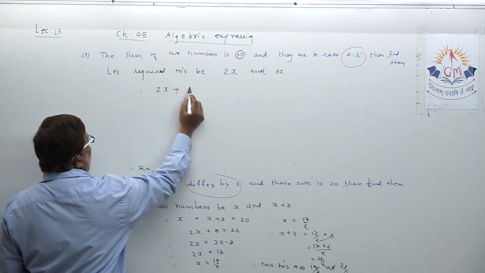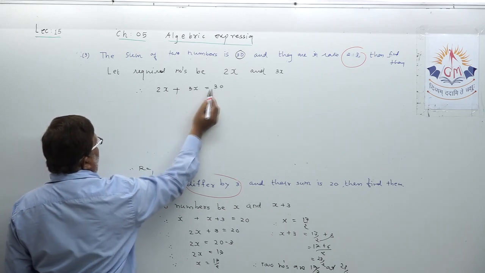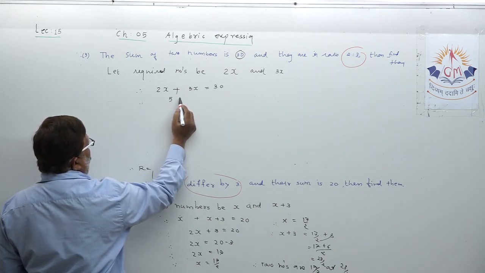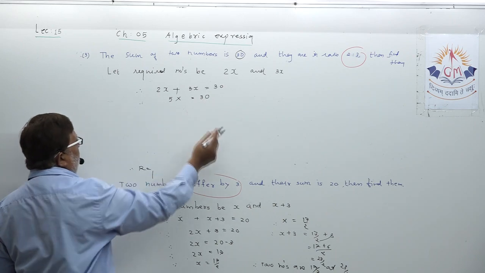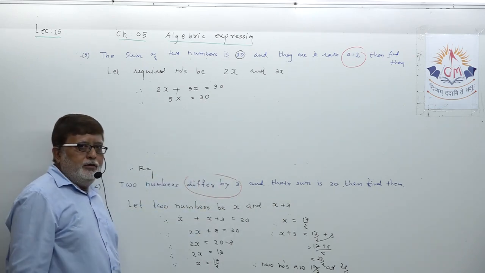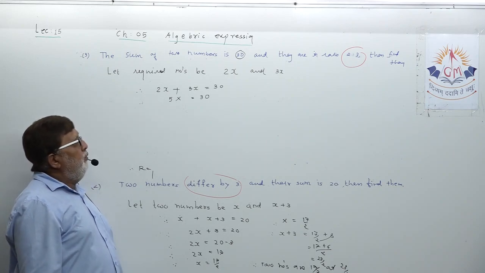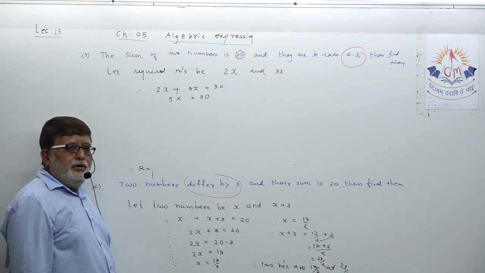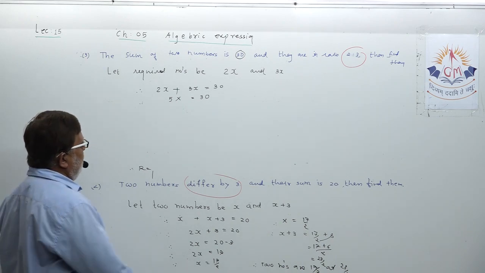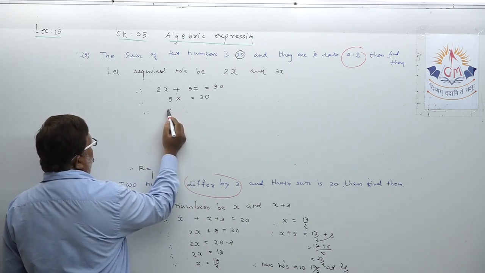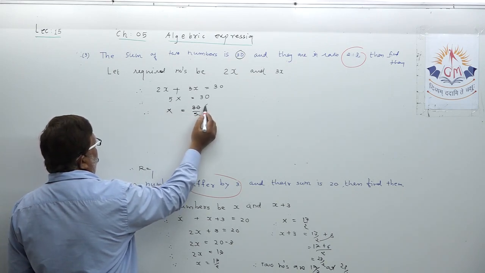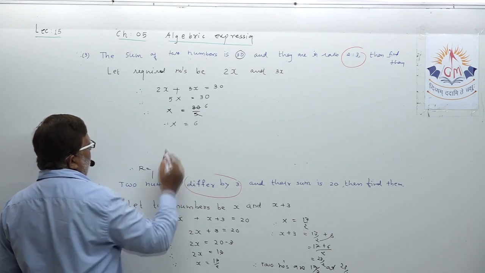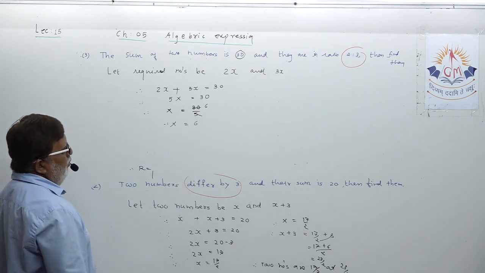2x plus 3x equal to 30. 5x, I am keeping the pace such that you can note down with me. Their sum is 30. So we have written 2x plus 3x equal to 30. Therefore 5x equal to 30. Therefore x equal to, as you know, 30 upon 5, that is 6. You got the value of x. What is that? You got 6.